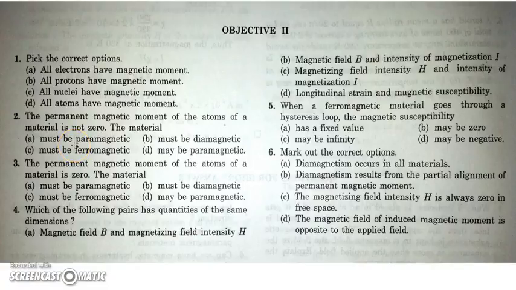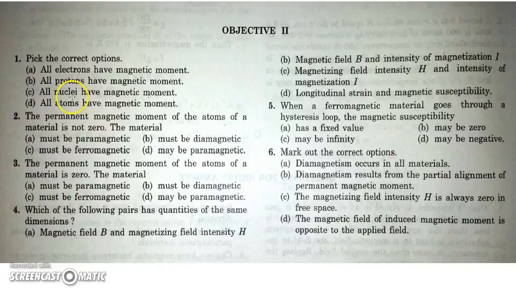In this video, we'll be discussing magnetic properties of matter from HC Verma Objective 2. So, the first question is, we have to pick the correct options. All electrons have magnetic moment, yes. Any isolated charge which is moving should have a magnetic moment. So, all protons have a magnetic moment, yes, it is also correct.